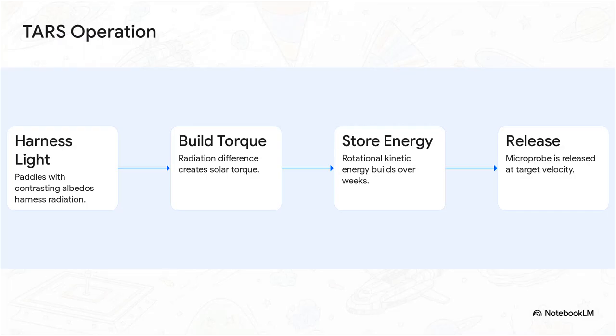So how does the whole shebang work? Picture a tether with two paddles. One side is highly reflective, the other side absorbs light. Because of those contrasting albedos, the asymmetric solar radiation generates a constant torque. Over weeks or months, the whole structure just spins up in the sunlight, rotating faster and faster. Then, right before the tether reaches its absolute breakup tension, it lets go. It releases the microprobe payload tangentially, slinging it out at incredible interstellar velocities.